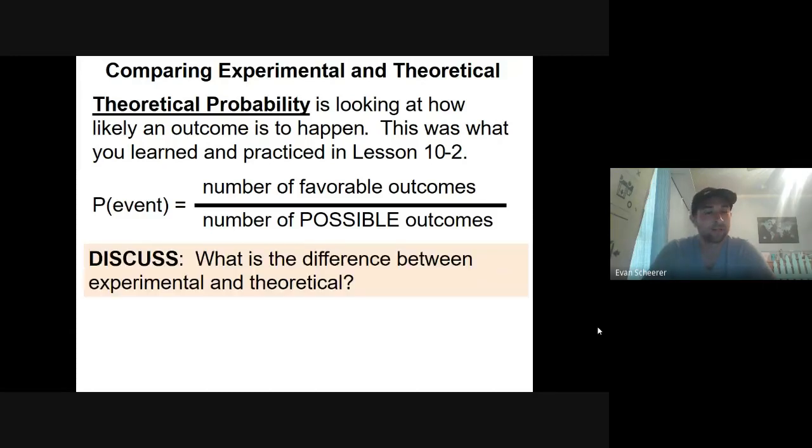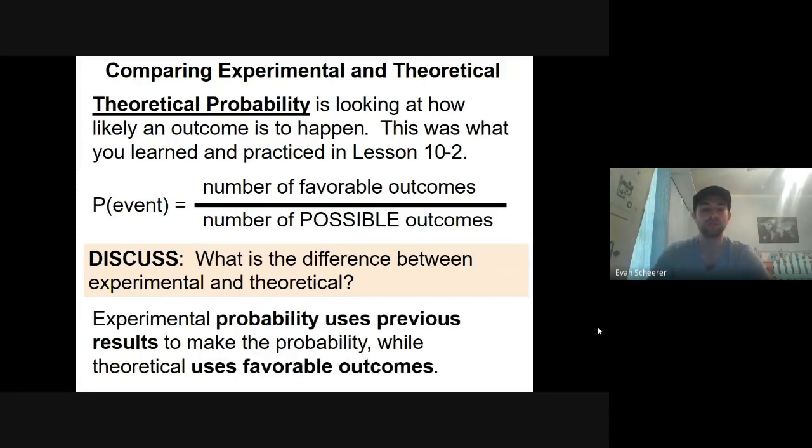So let's quickly review what the difference between experimental and theoretical probability is. Experimental probability uses previous results that actually happened to look at what could happen in the future. Whereas theoretical uses favorable outcomes, what should happen. It should be this. They're not always going to be the same.